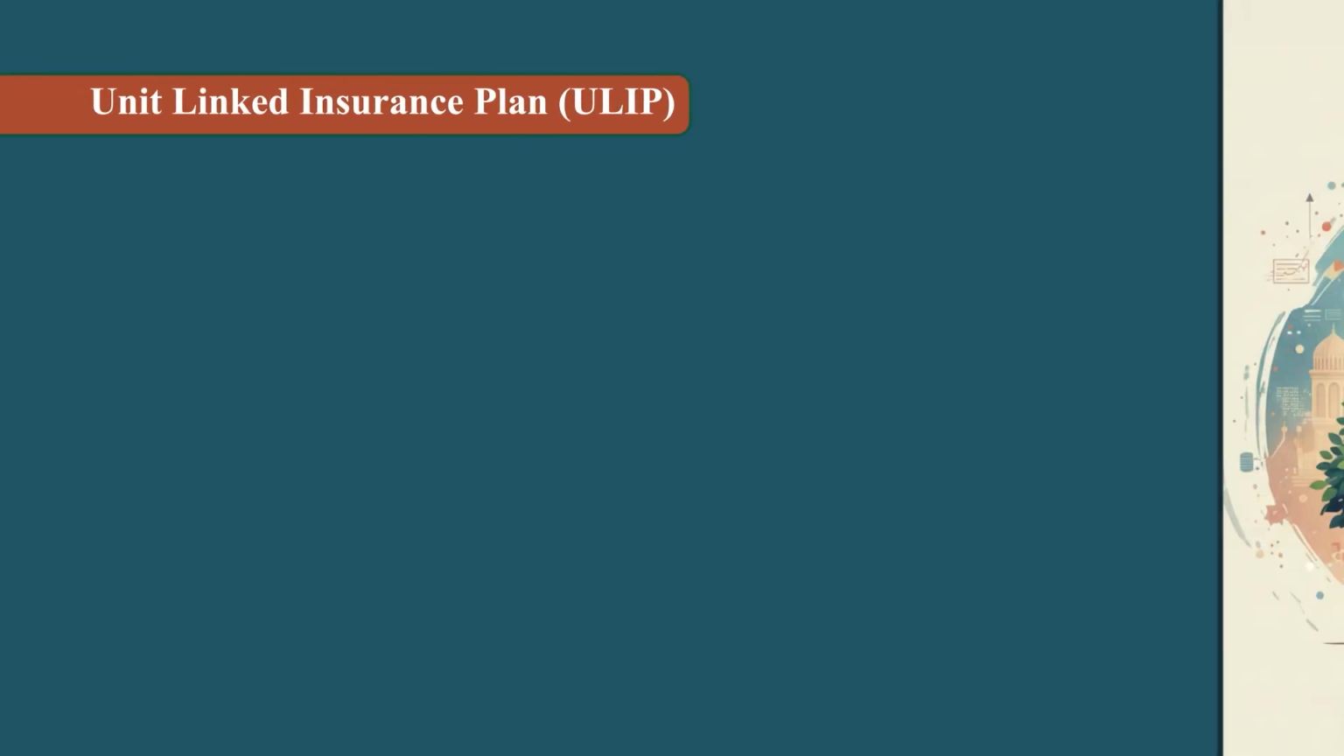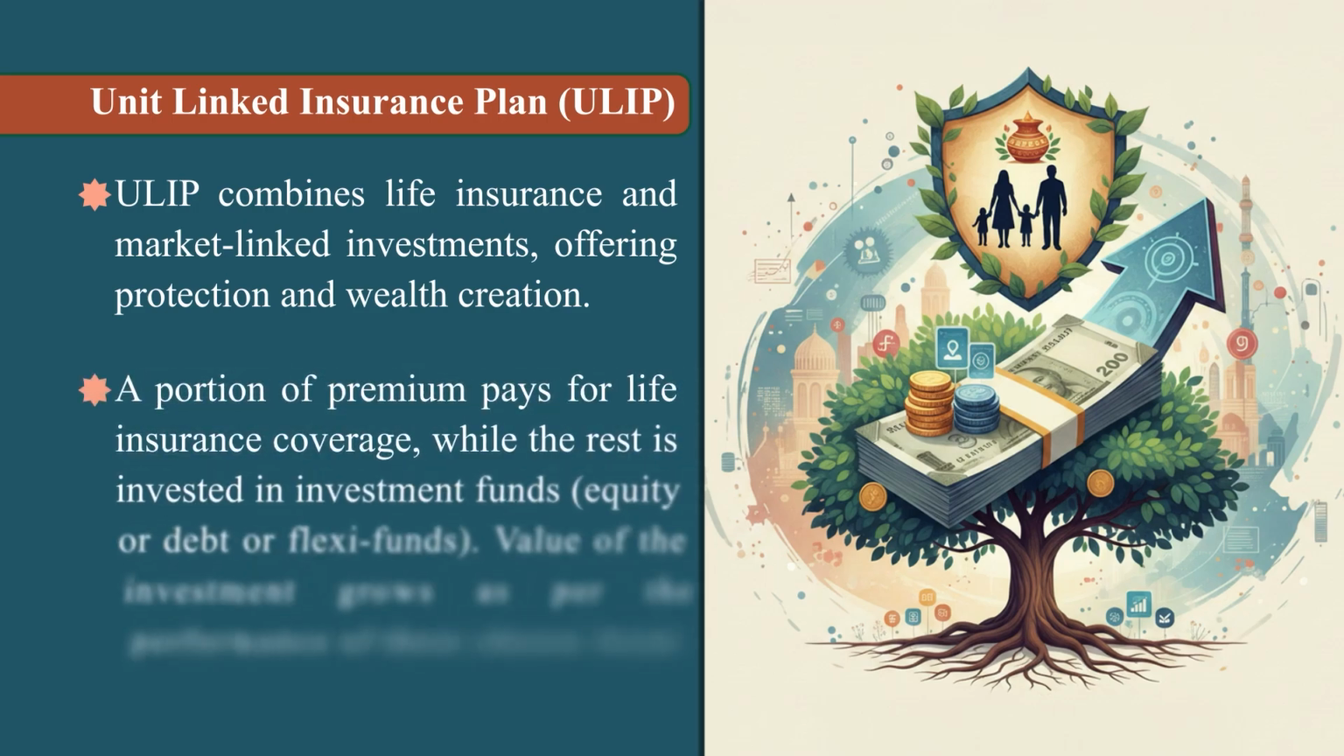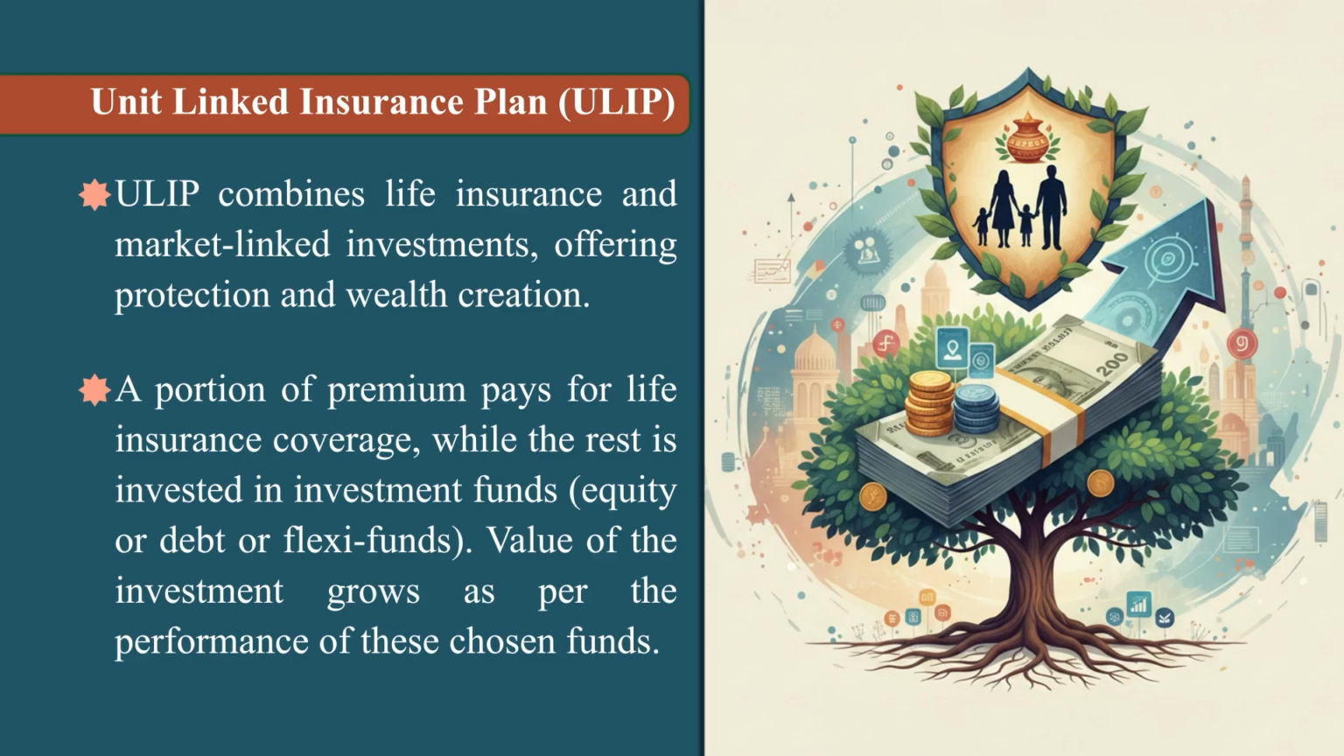The unit linked insurance plans combine life insurance and market linked investments. They offer protection as well as wealth creation. A portion of the premium pays for the life insurance coverage, while the rest is invested in investment funds. These funds may be either equity or debt or flexi funds, which means a combination of equity as well as debt, generally 75% equity and 25% debt. Value of the investment grows as per the performance of these chosen funds. There are fund managers who are financial experts who take decisions about investing into the declared funds, whether it is equity or debt.